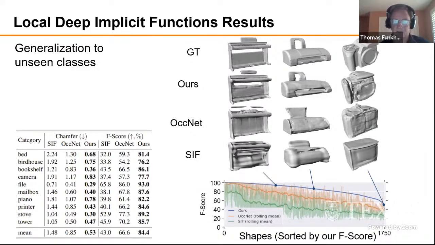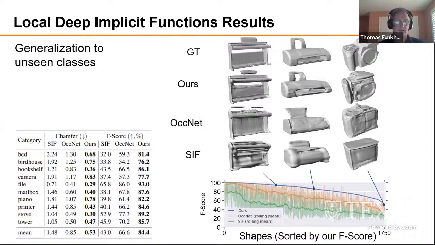In the bottom, there's a curve, which is F score from best to worst according to our method, and some examples along the way. Again, the rightmost column is our worst case in this experiment, but it's still not terrible. The camera in the second row is kind of like a camera. It's certainly better than the other methods.